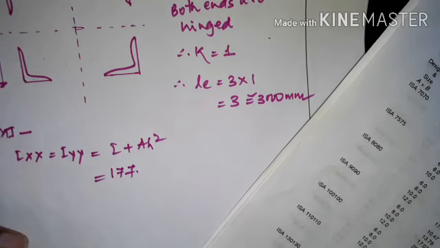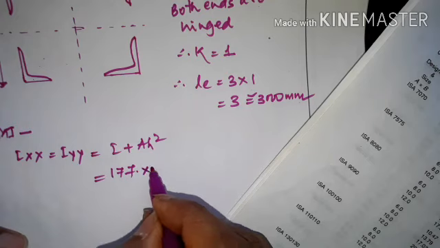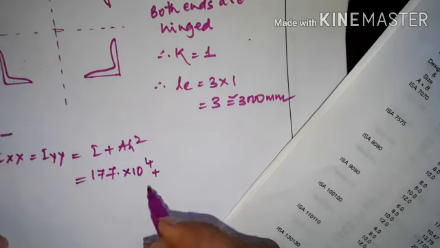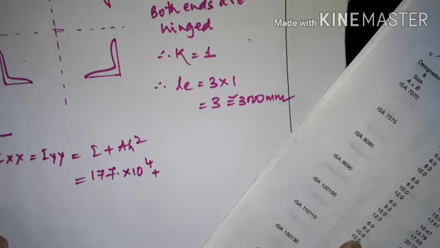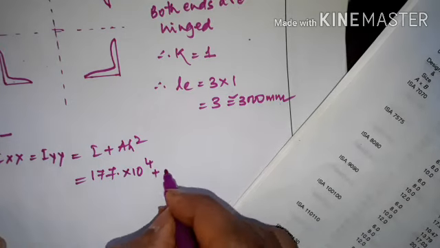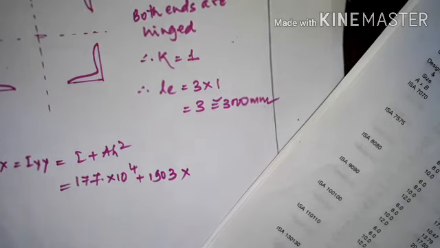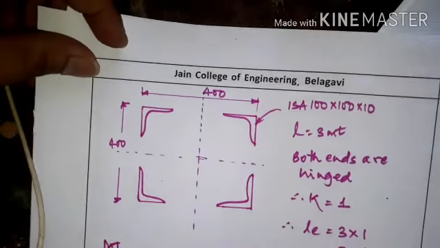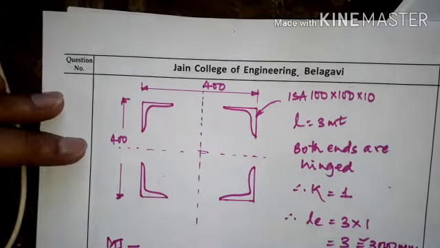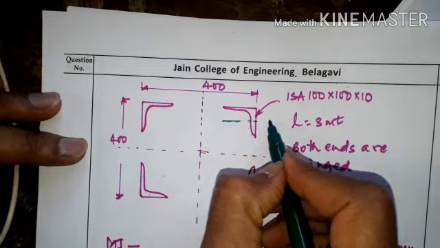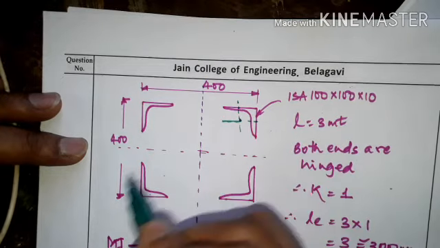It is a total of 177 into 10 raised to 4, plus the area of 100 by 100 by 10, which is 1903, into I plus A h square. Now H is very important to calculate here. Here the centroid of the single angle is somewhere here, like if I draw this thing, this is the centroid of the single angle.